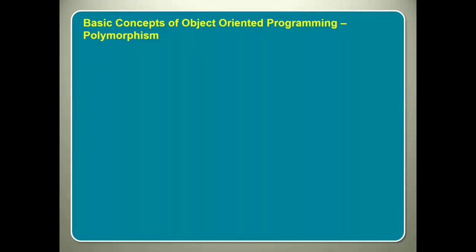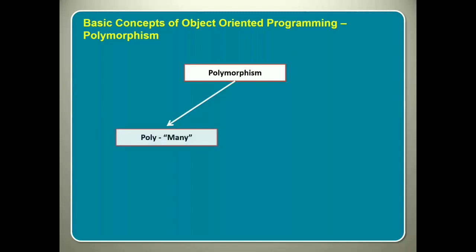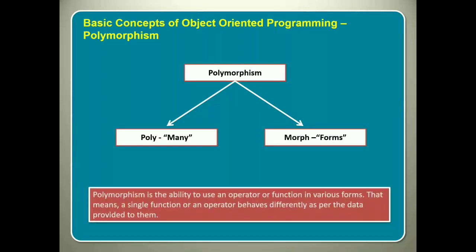Next important concept in object-oriented programming is polymorphism. The word polymorphism is derived from two words, namely poly and morph, where poly means many and morph means forms. Polymorphism is the ability to use an operator or function in various forms. That means a single function or an operator behaves differently as per the data provided to them.